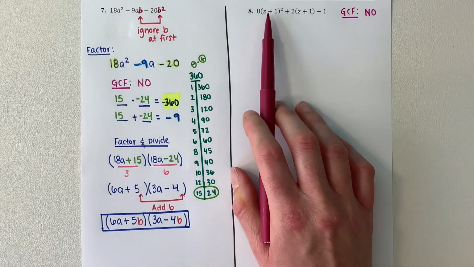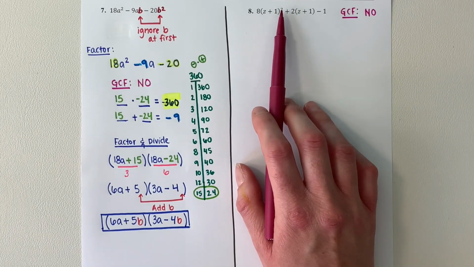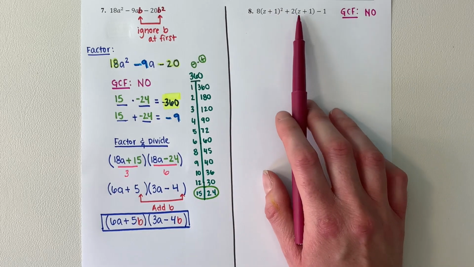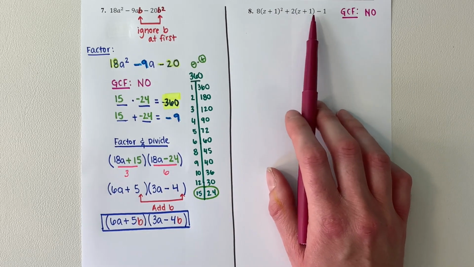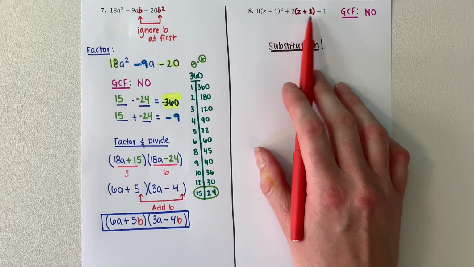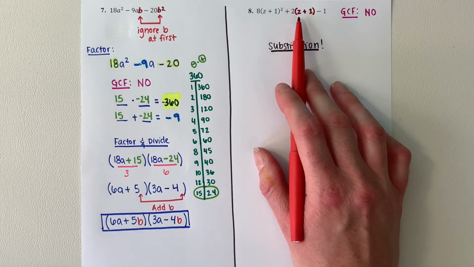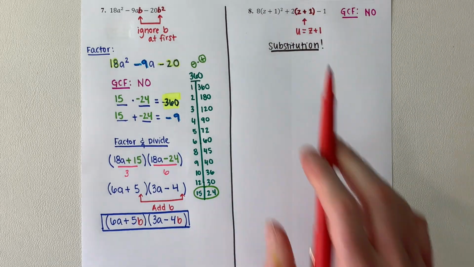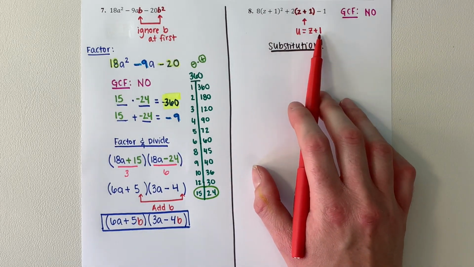Here, instead of having an x squared, we have a whole quantity being squared. And here, instead of having an x in the middle, we have a whole quantity in the middle. So for this type of problem, we want to use what we call substitution. When using substitution, find this middle quantity here. And we're going to let u equal this middle quantity. So we'll let u equal the quantity z plus 1.